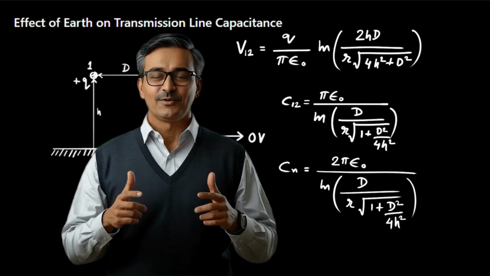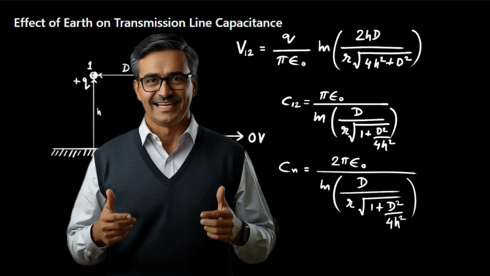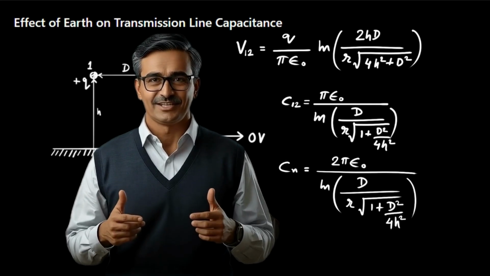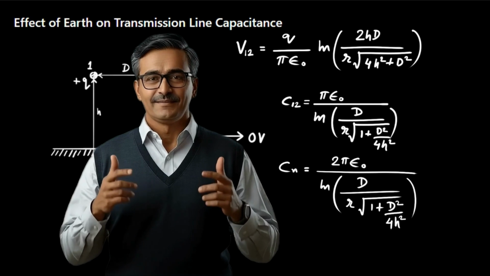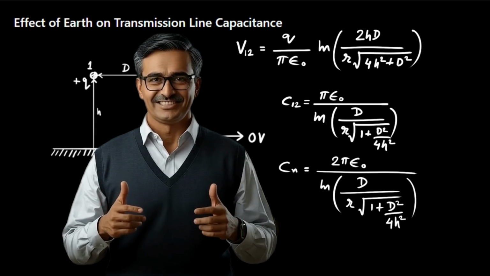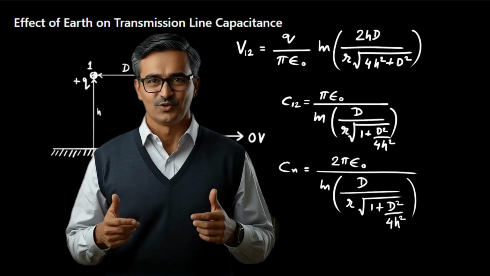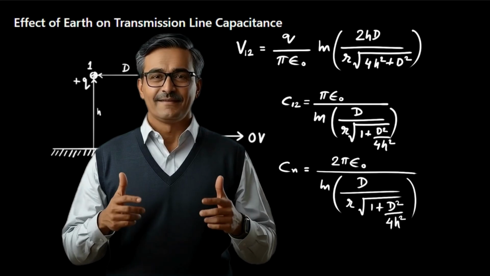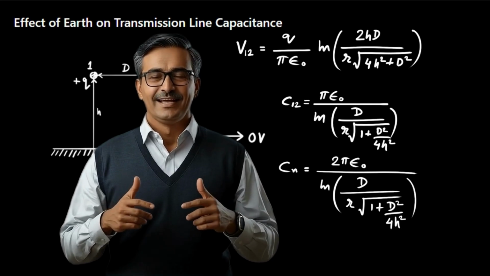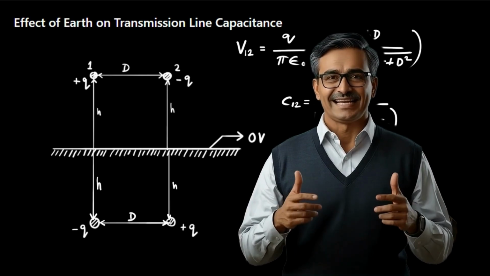Now comes a practical question. Do power engineers always consider the earth effect? The answer is not always. If the conductors are installed very high above the ground compared to the spacing between them, the influence of the earth becomes extremely small. In that situation, the capacitance equation becomes almost identical to the equation obtained without considering the earth. That is why, for many overhead transmission lines, engineers ignore the earth effect because the error is negligible.